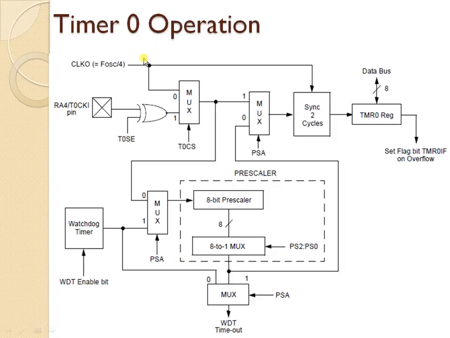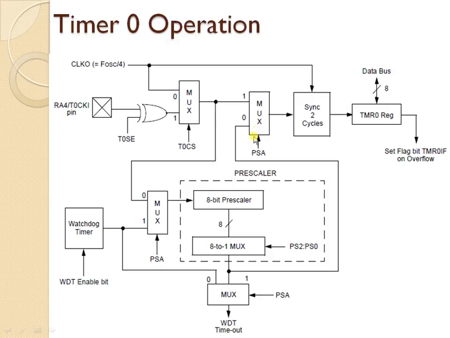Now let us see the operation of this Timer0. As you can see, T0SE is used for selecting a particular edge, either rising or falling. T0CKI is the timer or counter pin through which you are going to give the clock pulses. You have a multiplexer, and with the help of T0CS you can select one particular clock source, either external or internal. External is T0CKI and internal is your oscillator clock. So any one of the clocks is selected.